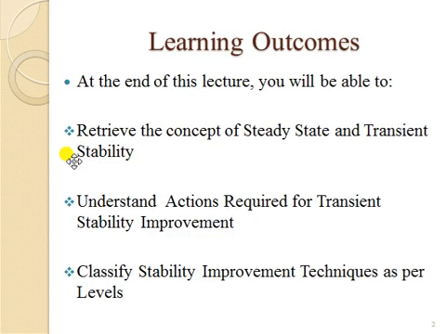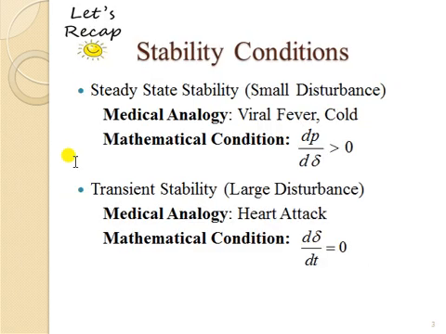These are learning outcomes for this lecture. At the end of this lecture you will be able to retrieve some of the concepts of steady state and transient stability, typically mathematical conditions. We will also understand what are the different actions required for transient stability improvement, and you can classify stability improvement techniques as per levels. So these are typically stability conditions for steady state and transient stability.